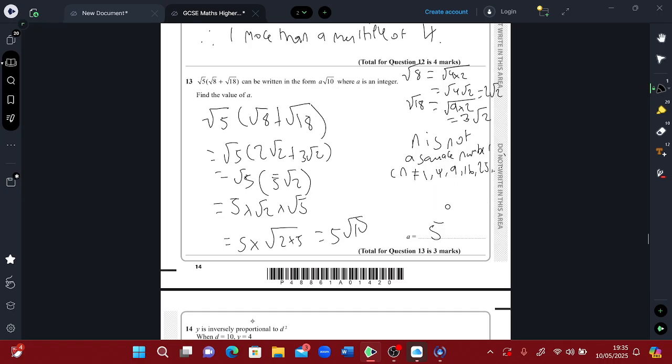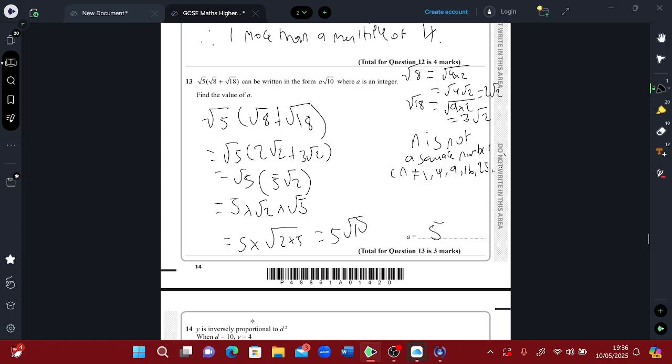Also, when you're adding two surds, they have to have the same surd. If you're going to add 2 root 2 plus 3 root 2, you have to make sure it's the same number, root 2. Then we can add them like terms. If we set root 2 to be y, then 2y plus 3y is 5y. So it's exactly the same concept as collecting like terms in algebra.